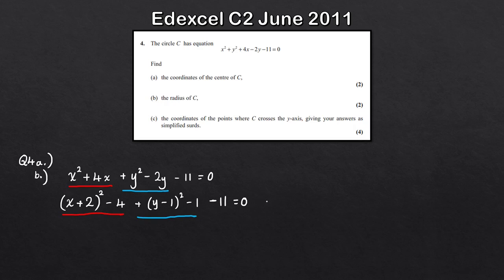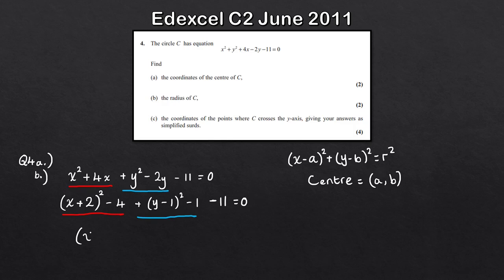We're going to take that onto the other side, because remember, for a general circle, if we've got x minus a all squared plus y minus b all squared is equal to r squared, the centre is given by this minus a and this minus b. So the centre here would be (a, b), and the radius is just the square root of r squared. So we take this minus 4, minus 1, minus 11 onto the other side to give us positive 16.